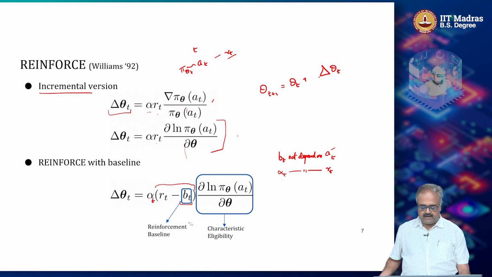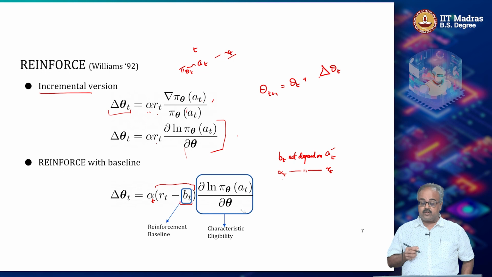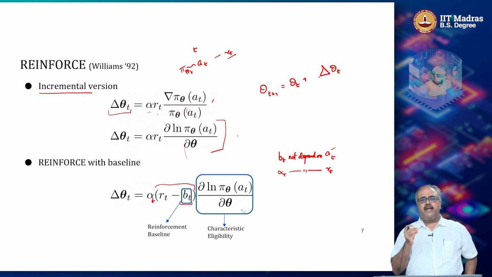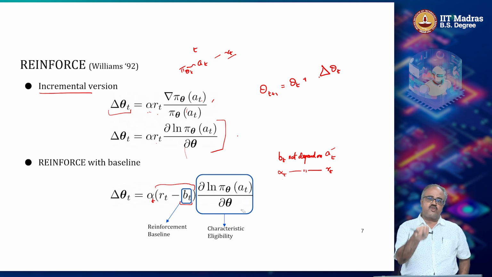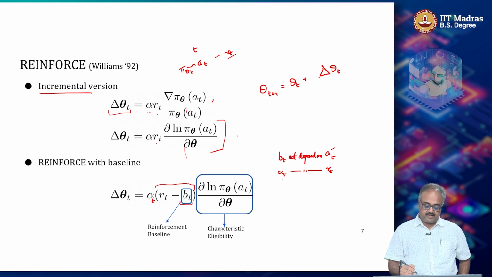Okay, so just a few more terminology things. This ratio, the differential of the ln pi with respect to theta, is called the characteristic eligibility. It has a similar motivation as the original eligibility trace that we talked about. It basically tells you how much a particular parameter theta should receive the reward. How much eligible is a particular parameter theta for receiving the reward. So that is why it is called the characteristic eligibility, and BT is called the reinforcement baseline, right.